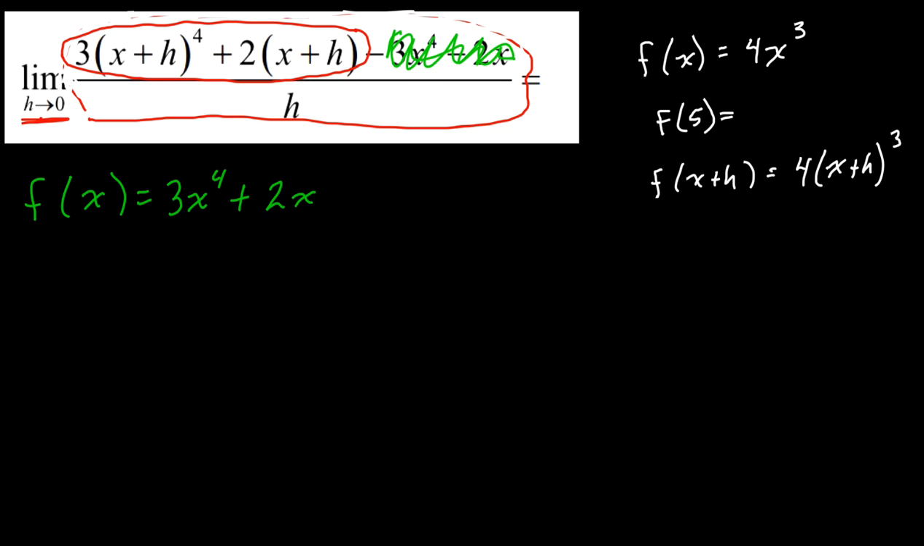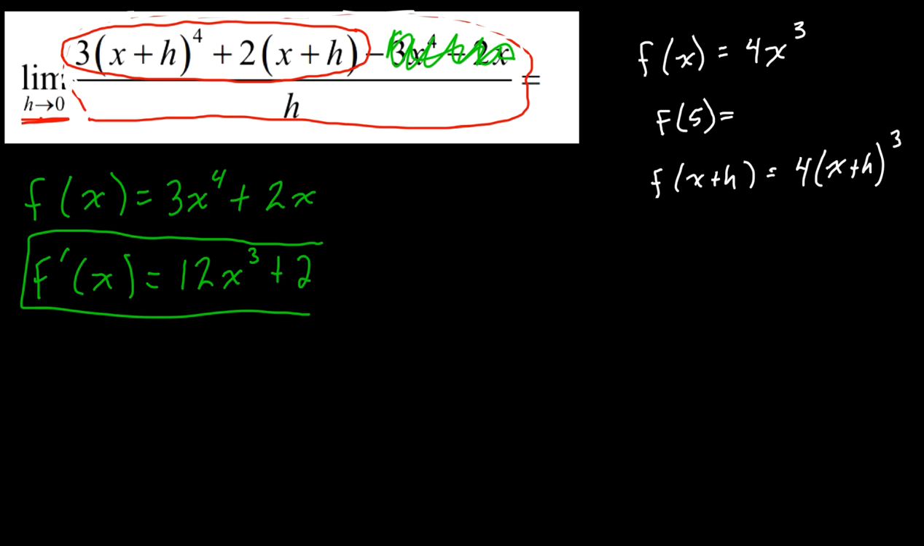So this is the definition of a derivative. We know the function now, so the last thing that we need to do with this is actually calculate the derivative, which you can do with your power rule, and this ends up being 12x to the 3rd power plus 2. And that is what this whole mess up here is equal to.